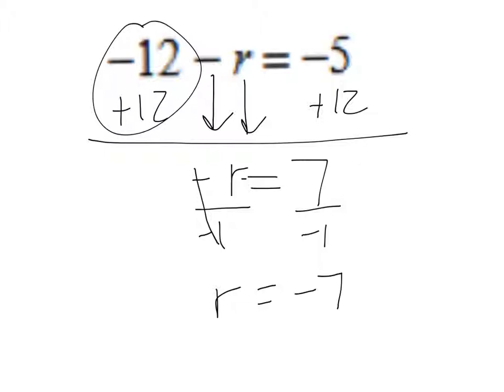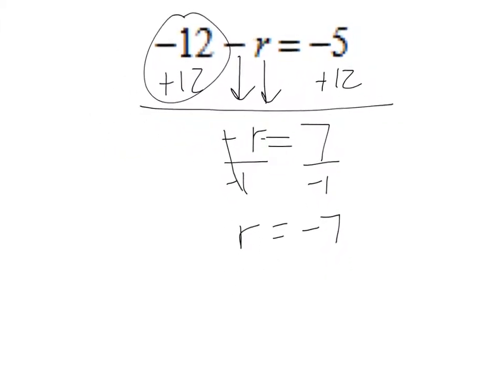Okay, now, again, it's going to be important that you check your answer. So we have negative 12 minus negative 7 is equal to negative 5. Okay, now, notice how I put the negative 7 inside parentheses, because this negative right here is not the same as this negative right here.